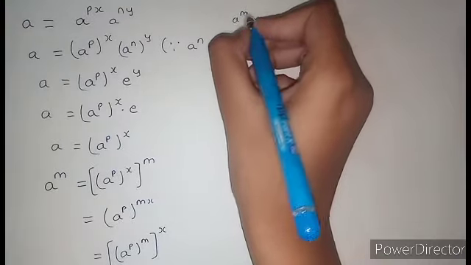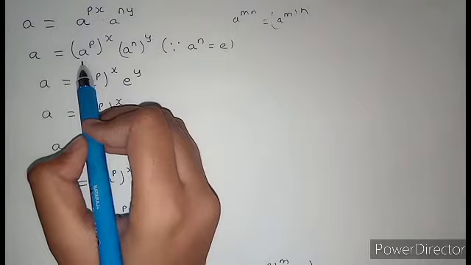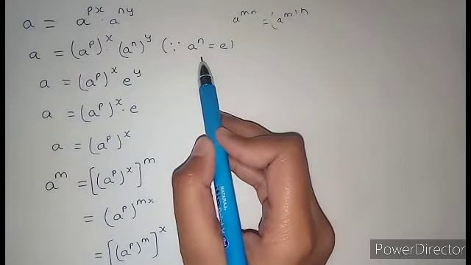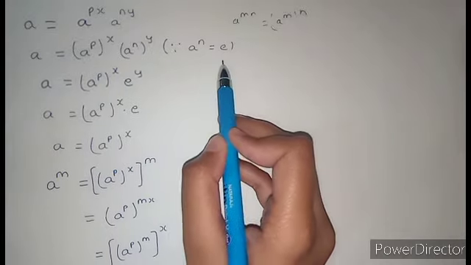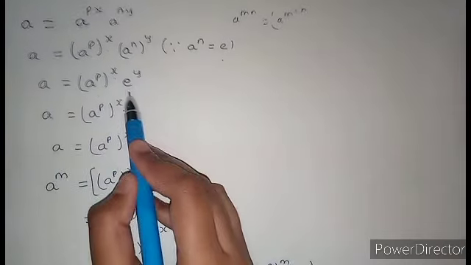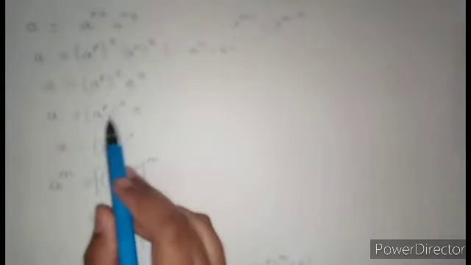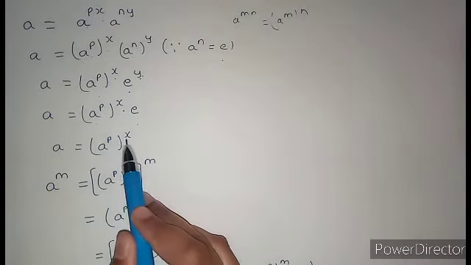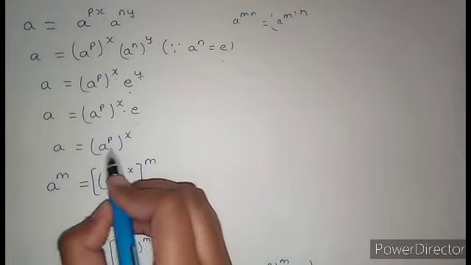Here a^(mn) can be written as (a^m)^n. Likewise, a^(px) can be written as (a^p)^x, and a^(ny) as (a^n)^y. But in the question they have given that the order of a is equal to n, so a^n is e, right? So (a^p)^x as it is, and in place of a^n we get e^y. Next, (a^p)^x. e to the power of anything is e, right? If e is multiplied to any element, we get the same element. So a = (a^p)^x.